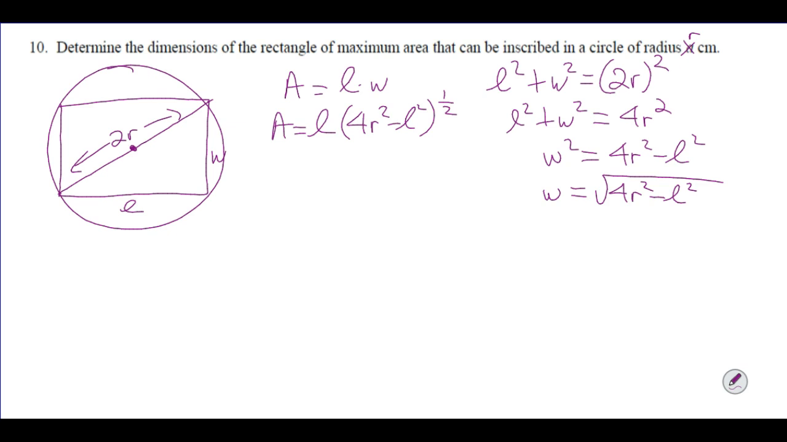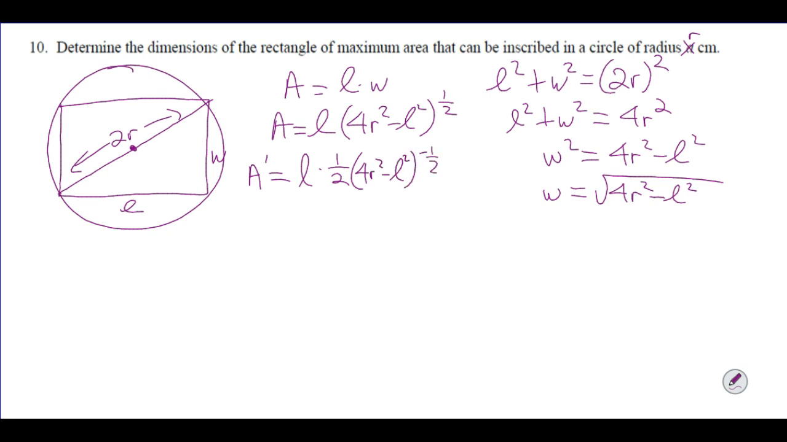All right, so we need A prime. So we need the derivative, right? And we've got a product. And remember, 4R squared is a constant, so its derivative is 0. So what is it? First times the derivative of the second. So L times a half of 4R squared minus L squared to the negative.